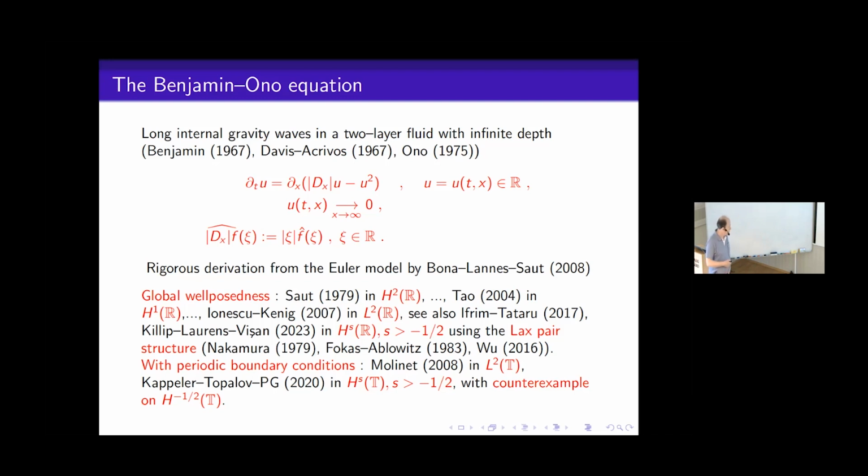And they use, of course, this Lax pair structure, which will be in the center of my talk and which was discovered by different people. For periodic boundary conditions, I will not talk about periodic boundary conditions here.